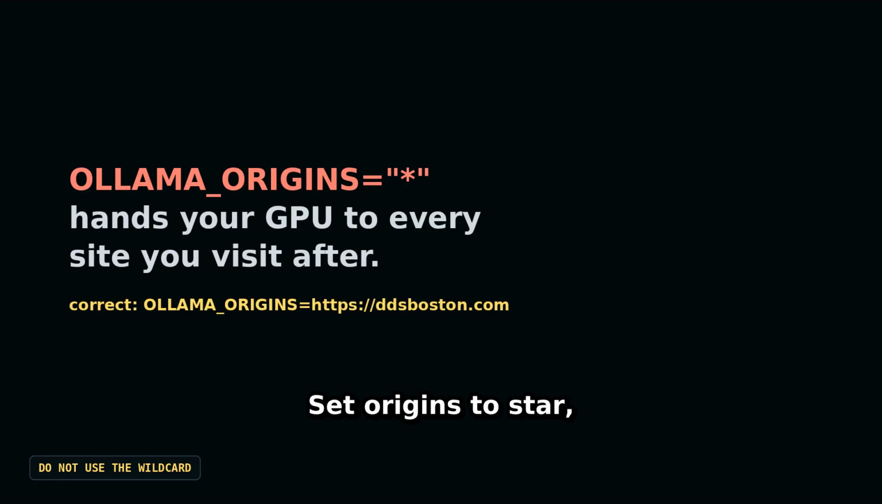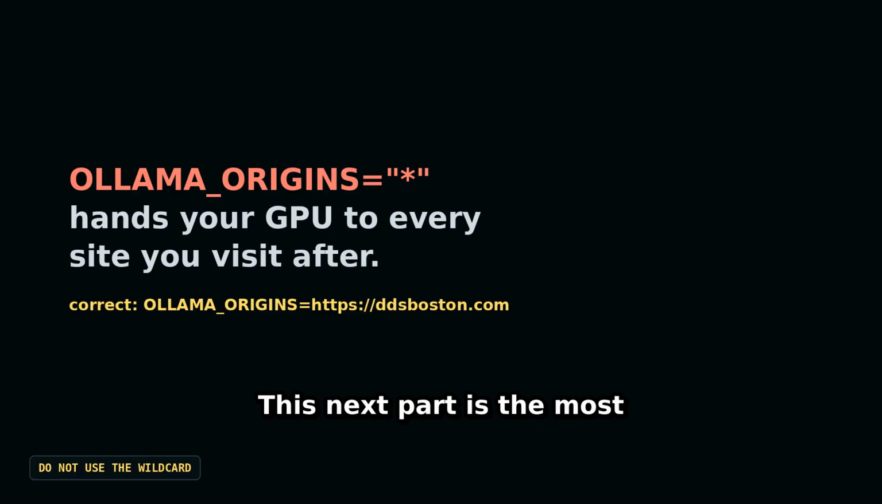The lazy fix you will find in tutorials is the wildcard. Set origins to star, everything works, move on. That wildcard permits every website you subsequently visit to reach your Ollama and spend your GPU. That advice came from a Google AI Studio remix of this project, not from the upstream repository, which ships no CORS advice at all. Scope it to one domain.